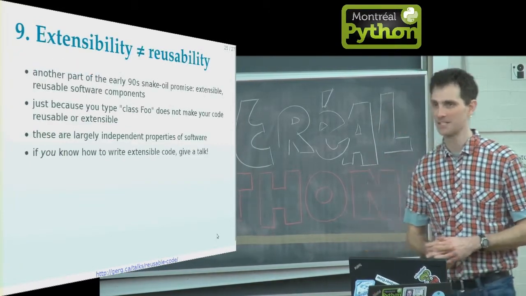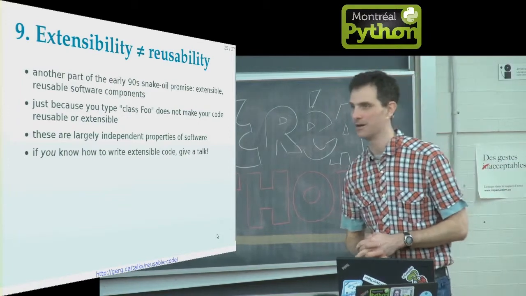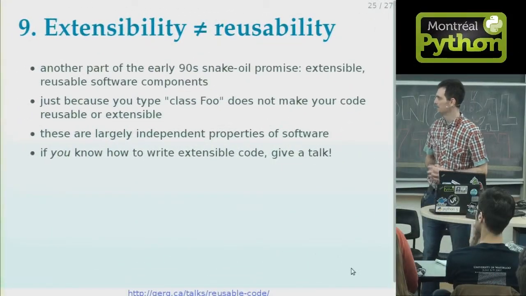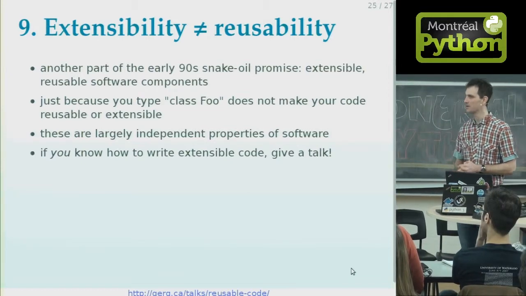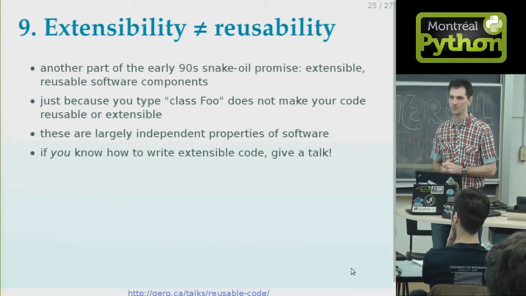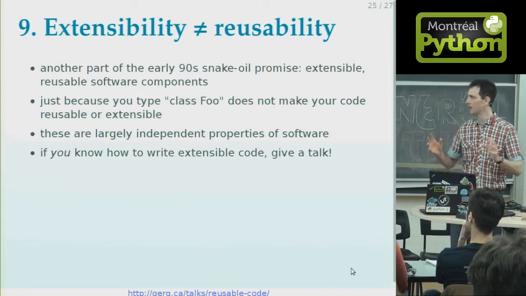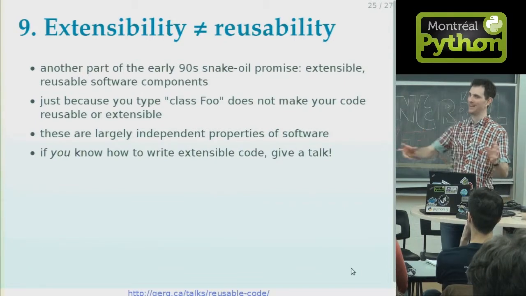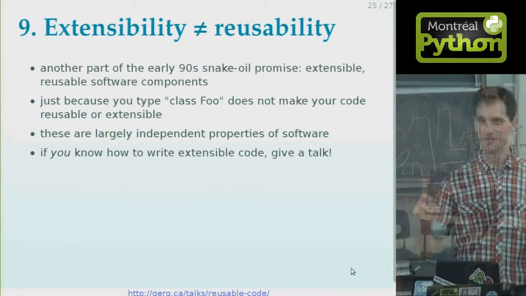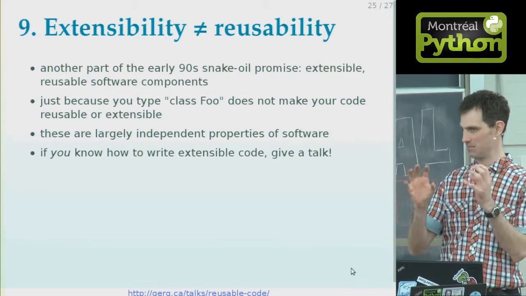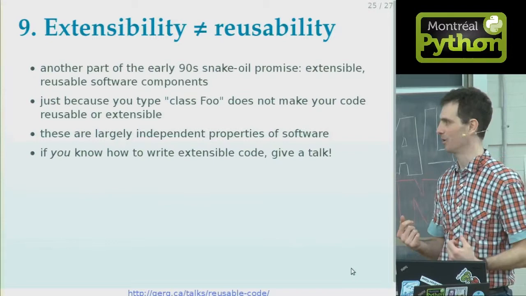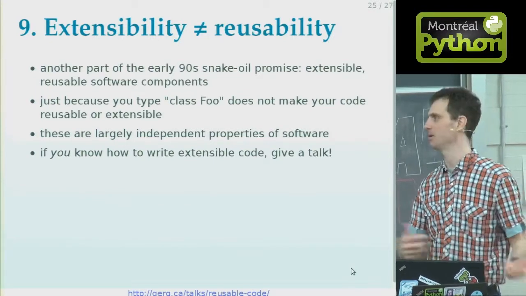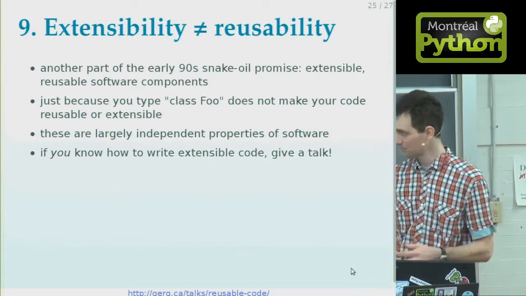Finally, extensibility and reusability are not the same thing. If you were paying close attention back in the early 90s to those snake oil salesmen promising a golden age of software development right around the corner, they promised both reusable and extensible software components. Give them credit. At least they recognized that those were two separate properties of a piece of software. Reusable doesn't mean extensible. Extensible does not mean reusable.